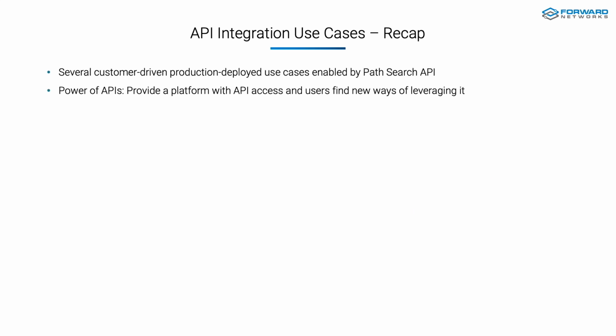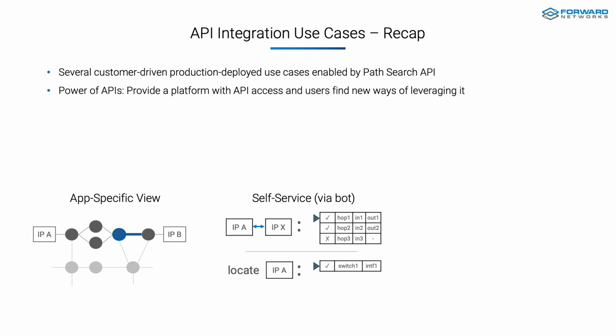To summarize, we looked at several customer-driven, production-deployed use cases that we see deployed across a range of customers. All of these are enabled by this core path search API. The power of an API is that we create a compelling platform, and our users essentially find interesting new ways of leveraging it. In fact, the Slackbot was something that we didn't even hear about initially. Well after they implemented it, they told us that this is a new way they try to use this platform. You got a sneak preview at the application-specific debugging views, and we took a deep dive with a demo of this self-service Slackbot.